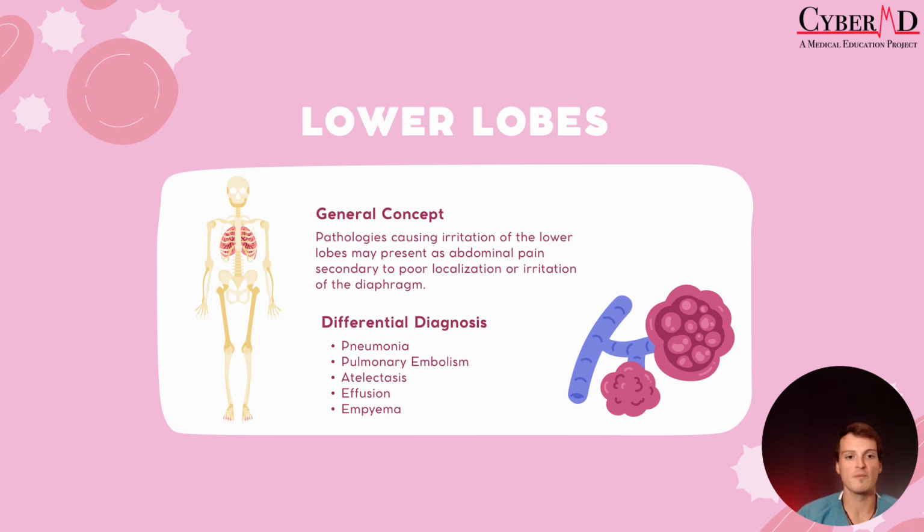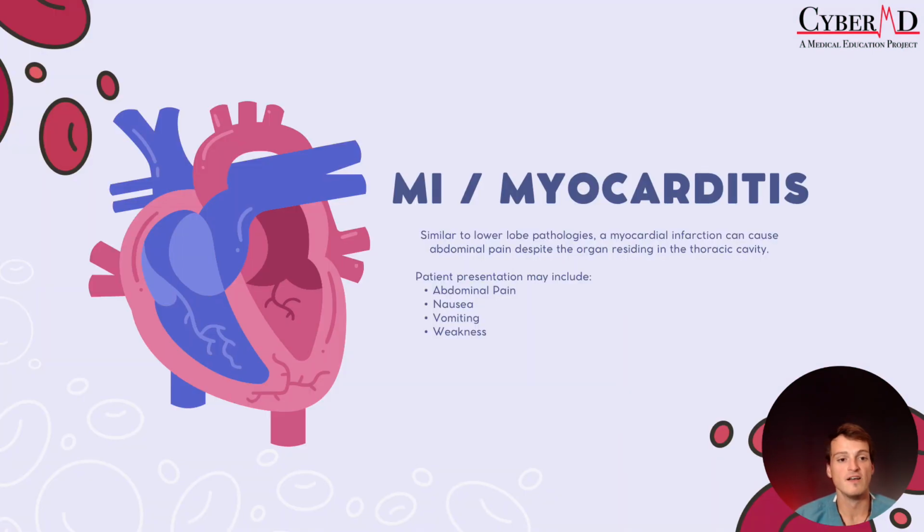And so that's something to keep in mind: an atypical presentation of a lower lobe pathology is actually abdominal pain. All right, moving on to the M. So the letter M could be myocardial infarction, or MI. It could be myocarditis, pericarditis, endocarditis, those kinds of things. And similarly to the lower lobe that we just described as a part of our mnemonic, any kind of heart pathology could also present as abdominal pain.